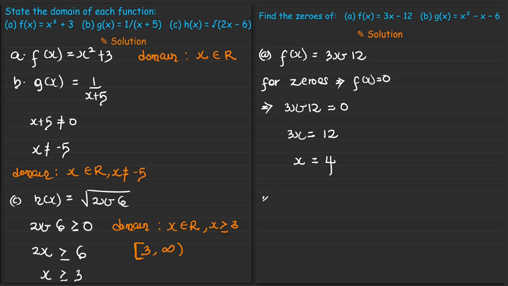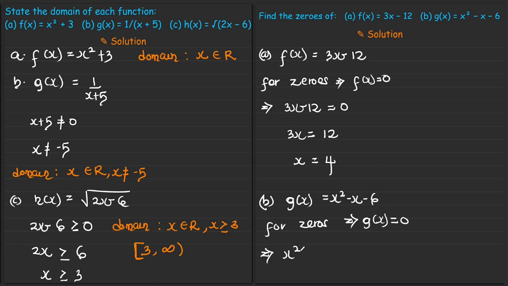Then we come to the second one. So for b, it also says g of x is equal to x squared minus x minus 6. So we say for the zeros, then it simply implies that our g of x should be equal to 0. This is the g of x. So it simply also implies that the x squared minus x minus 6 is then equal to 0.